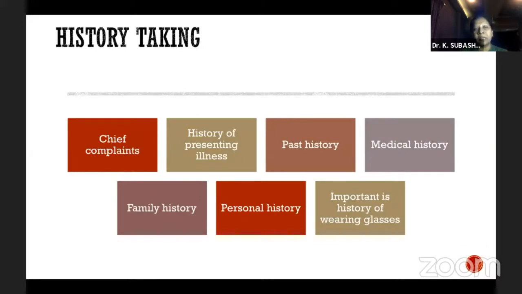The importance of history taking cannot be emphasized more. History taking is no different from other specialities. The chief complaints for which the patient presents should be noted down in chronological order. And then we elaborate the history of presenting illness, and significant past history is noted. Then the medical history, more important in the management of the condition, family history, especially in certain conditions like glaucoma, relevant personal history, and the resident should not forget to take the history of wearing glasses.